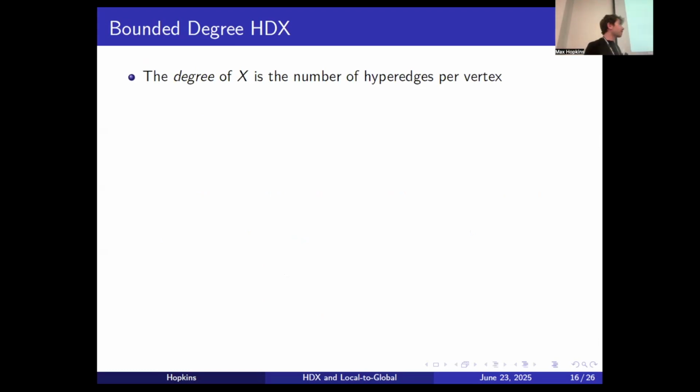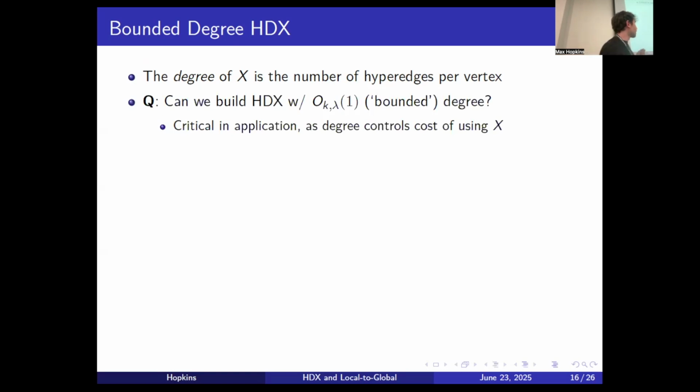Just like a graph, the degree of a hypergraph is a very important parameter. This is just the number of hyperedges that any particular vertex sits in, right? For looking at vertex 1, how many hyperedges is it contained in? This is the degree. All the examples I've given so far have had massive degree. It turns out, just like expanders, to use these objects in application, in like complexity style applications, to use them as gadgets, we really want to build families of high-dimensional expanders that have O of 1 degree, not depending on the number, an infinite family of complexes that have only O of 1 hyperedges depending on dimension and expansion, but not on n.